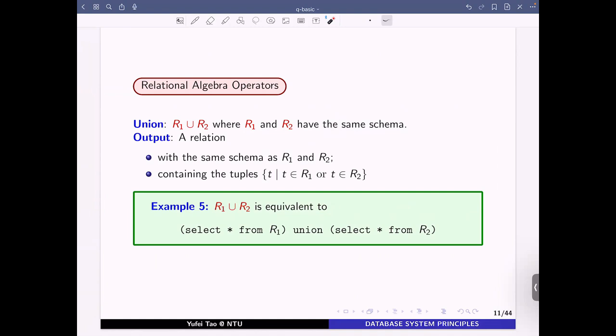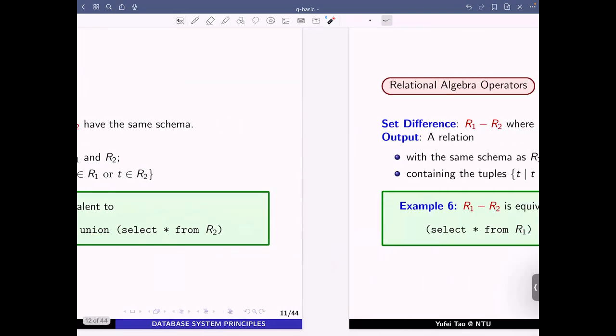So what would be the output of the union operator? The output is a relation, and this relation has the same schema as R1 and R2, and it includes all the tuples from R1 and R2. So this is pretty straightforward. Let's look at this example. The expression R1 union R2 is equivalent to the statement here. You select everything from R1 and then you union it with everything selected from R2.